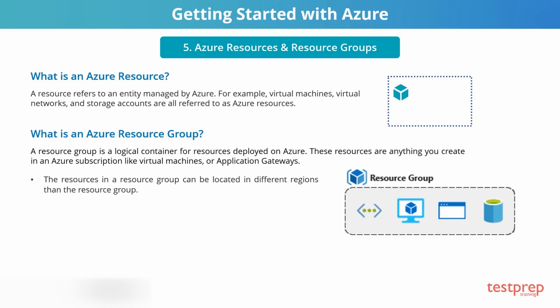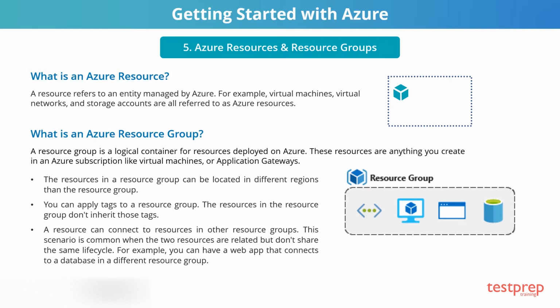The resources in a resource group can be located in different regions than the resource group. You can apply tags to a resource group. The resources in that group don't inherit those tags. A resource can connect to resources in other groups. This scenario is common when the two resources are related but don't share the same life cycle. For example, you can have a web app that connects to a database in a different resource group.